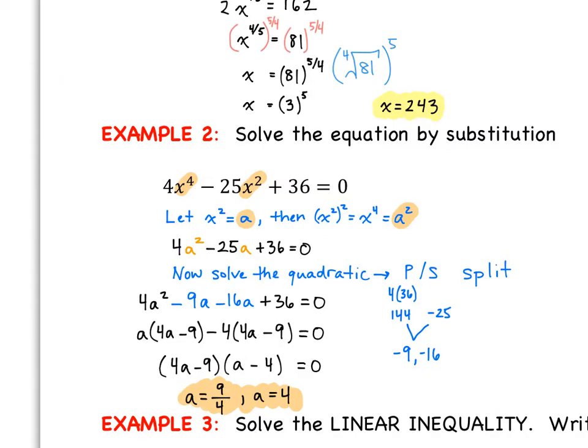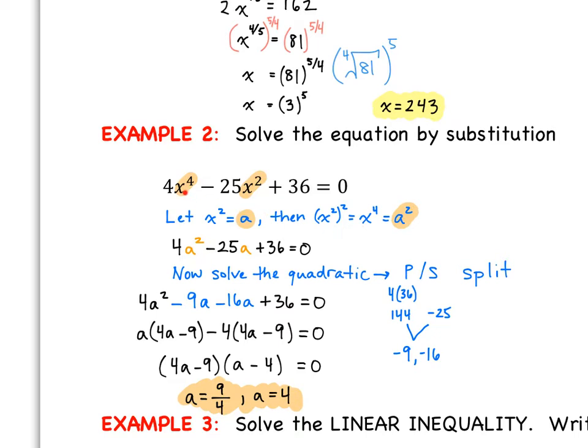Okay, the next equation is going to be an equation that we're going to solve by substitution. So if we take a look, we have 4x to the 4th minus 25x squared plus 36 equals 0. What we want to do is make a substitution to make this a little easier on ourselves. So what if we let this x squared equal a? If x squared equals a, then that means a squared equals this x to the 4th.